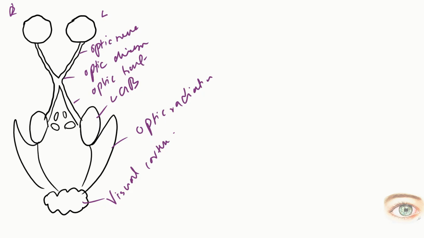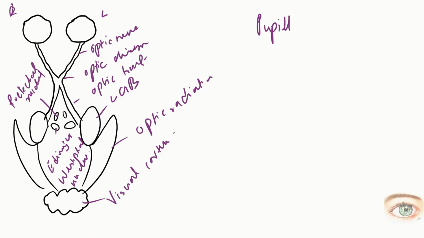And these two nuclei present in the midbrain right here are the oculomotor nuclei. This one is the pretectal nucleus, and this right here is the Edinger-Westphal nucleus, right? So first, we will discuss the smallest pathway, which is the pupillary reflex pathway.